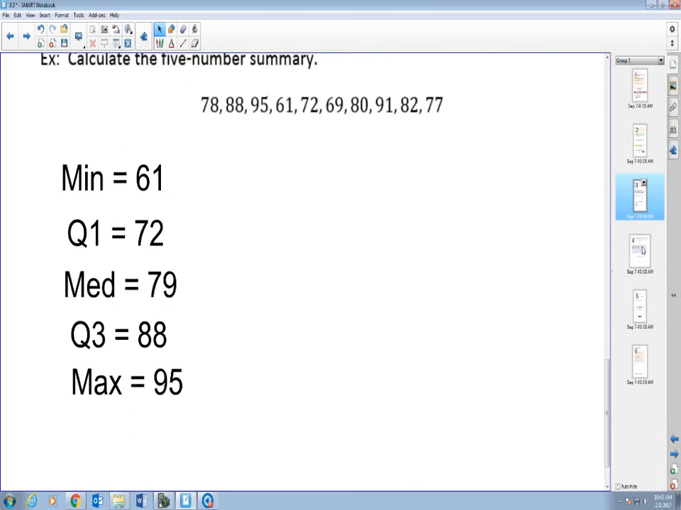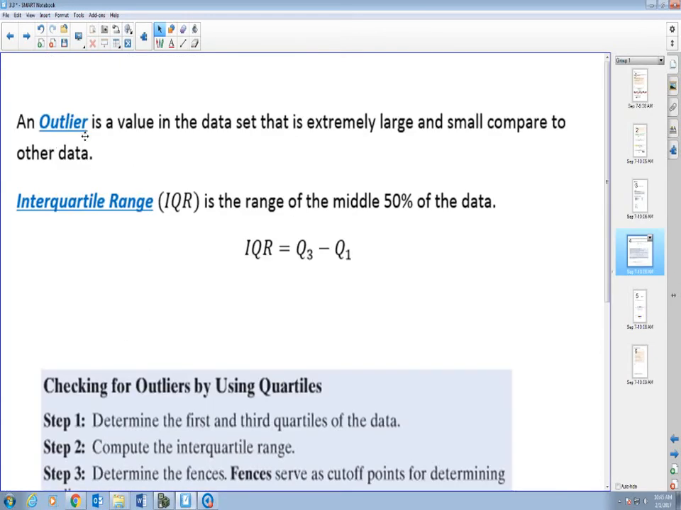Alright, let's go down a little bit. An outlier. This word is becoming very popular in statistics. An outlier is a data value that is either extremely large or extremely small compared to everybody else. Outliers can occur due to human errors, because maybe we wrote down the data value wrong. So we normally do not include an outlier. To check for an outlier using quartiles, we first have to understand the interquartile range. The interquartile range refers to the range of the middle 50% of your data. So you take your quartile 3 number minus the quartile 1 number.